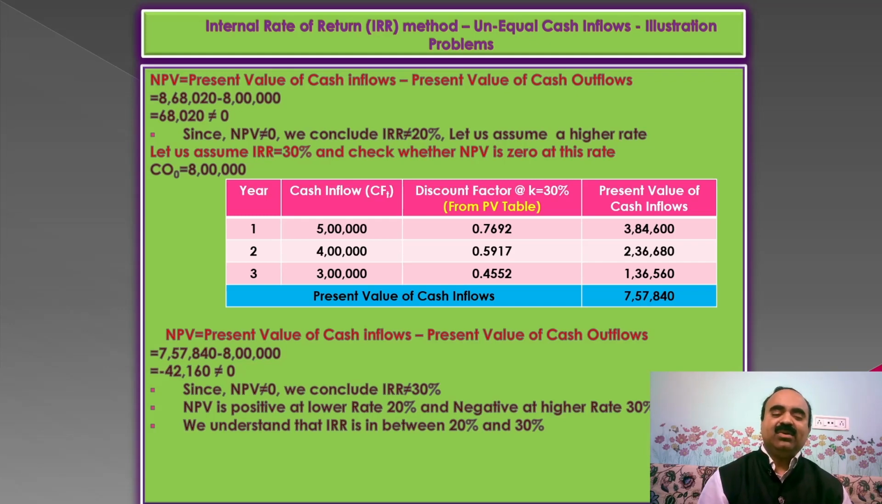We already defined NPV as present value of cash inflows minus present value of cash outflows. That is equal to 7,57,840 minus 8 lakhs is equal to minus 42,160, which is not equal to 0. Since NPV is not equal to 0, we conclude IRR is also not equal to 30%. NPV is positive at a lower rate of 20% and negative at a higher rate of 30%. We understand that IRR is in between 20% and 30%.